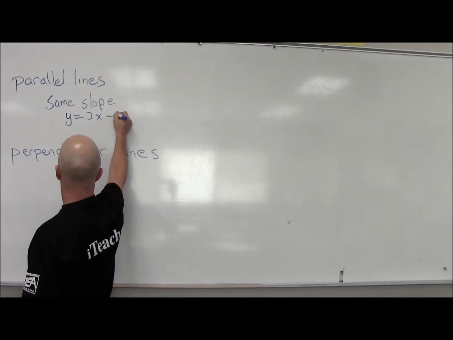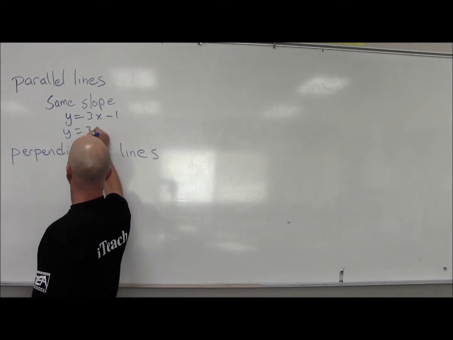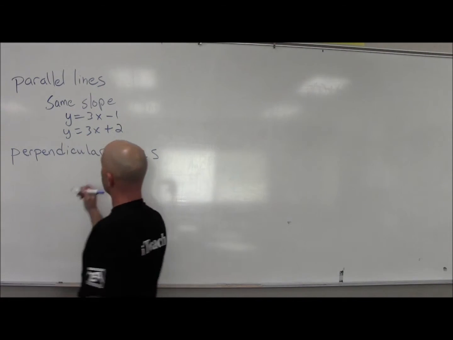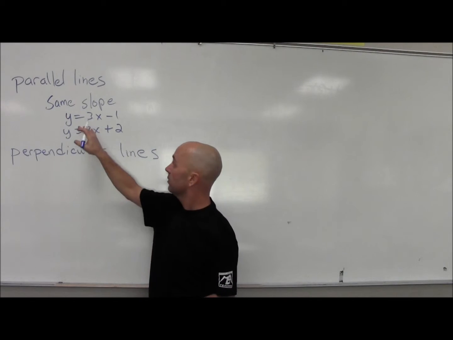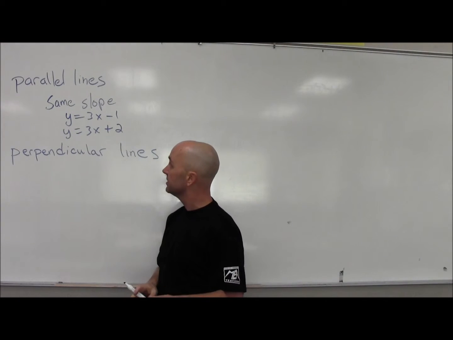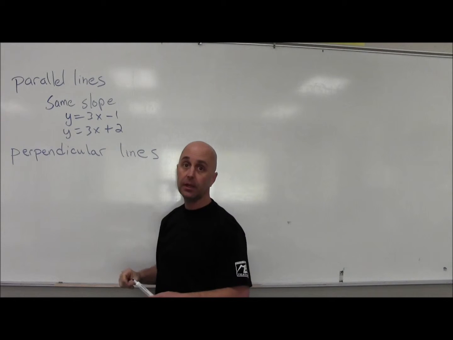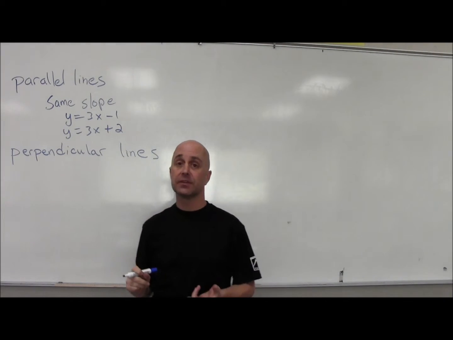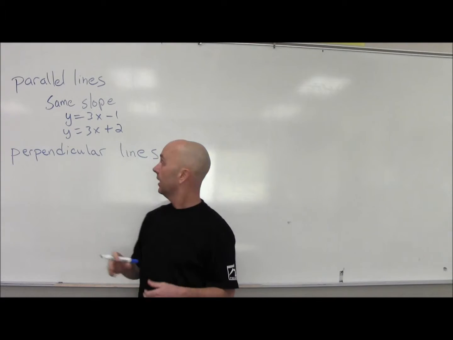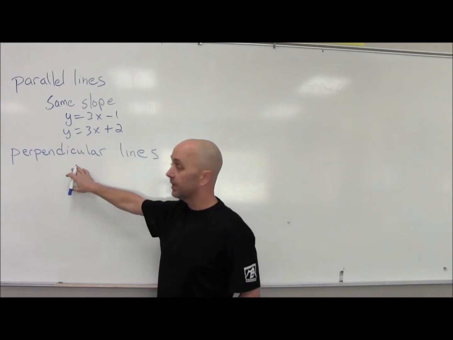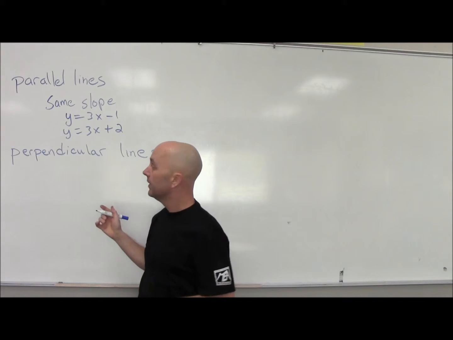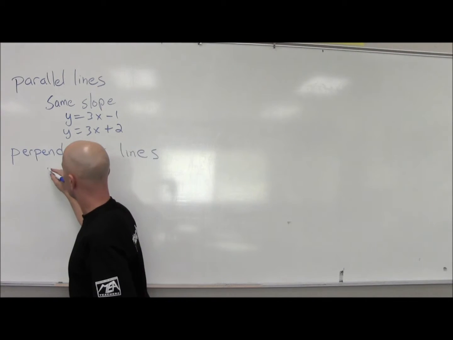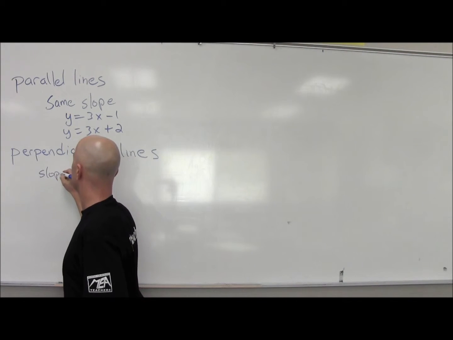you might have two lines that look like this that have the same slope. In y equals 3x minus 1 and y equals 3x plus 2, they have the same slope of 3, but they have a different y-intercept. So you can recognize if lines are parallel or not by their slope. Now, perpendicular lines behave in a different way, and their slopes are opposite reciprocals.